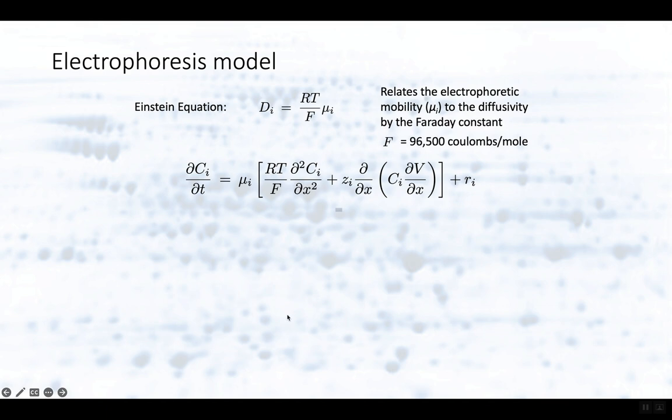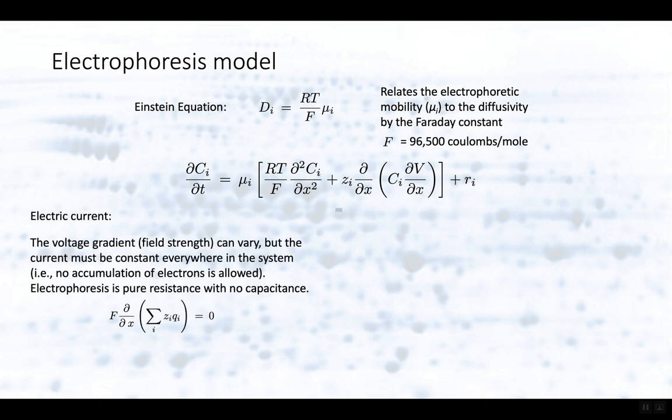We still have our time-dependent term. We now have our flux. Okay, we've substituted for diffusivity. We have our diffusive flux times the electrophoretic mobility, and we have our voltage-driven flux, or our field strength-driven flux, times the electrophoretic mobility. Okay, and then we have our rate of generation. I haven't dealt with the rate of generation yet, and I'll talk a little bit about that in a minute.